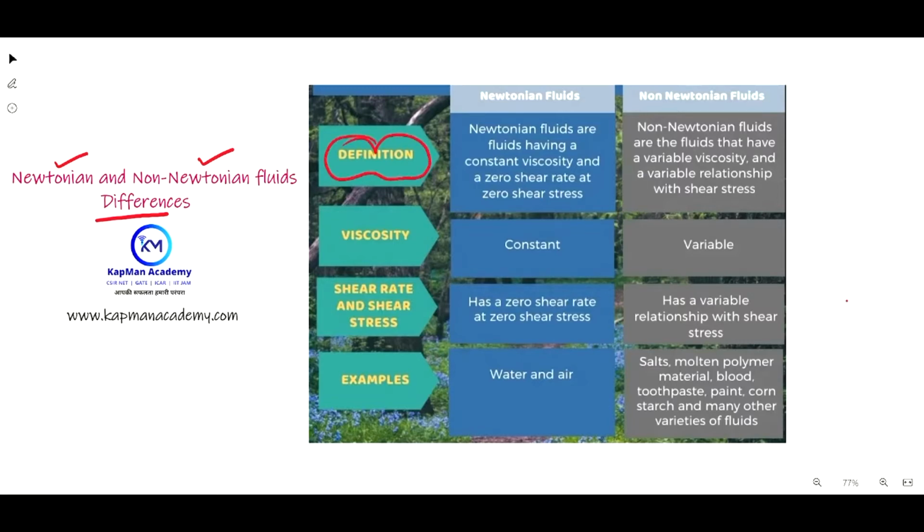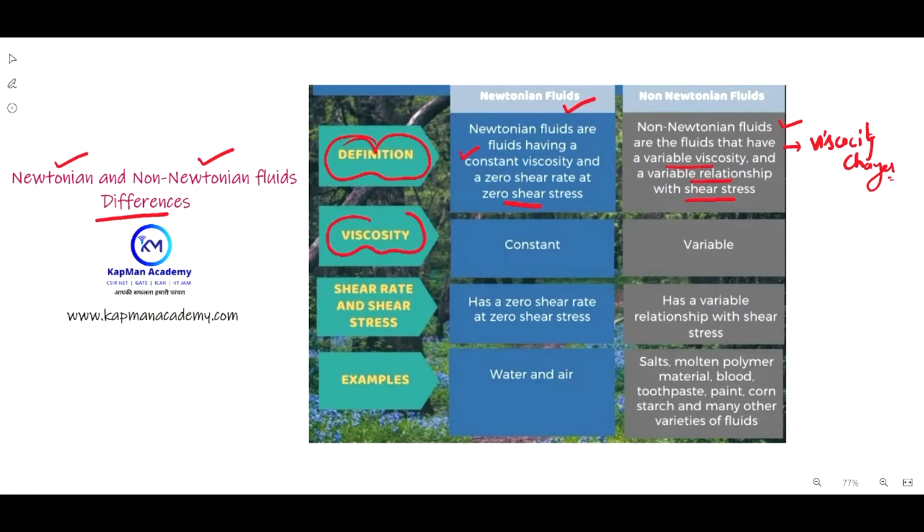So the first difference is their definition. As we know, Newtonian fluids are the ones which have a constant viscosity and zero shear rate at zero shear stress, whereas non-Newtonian fluids are the ones which have a variable viscosity and a variable relationship with the shear stress. So in these types of fluids, the viscosity changes with the shear stress.